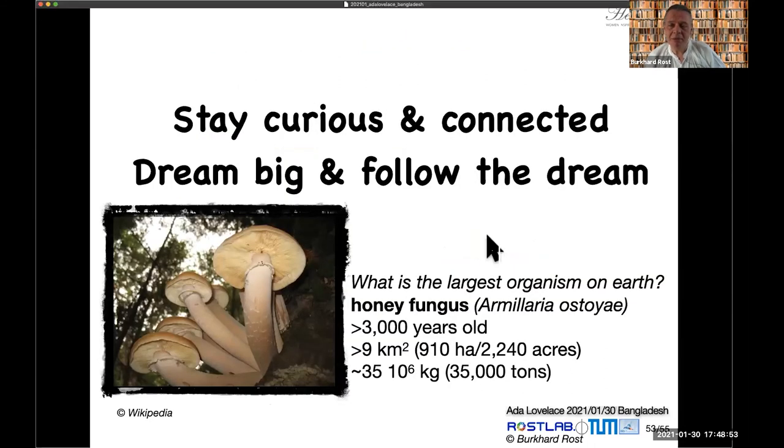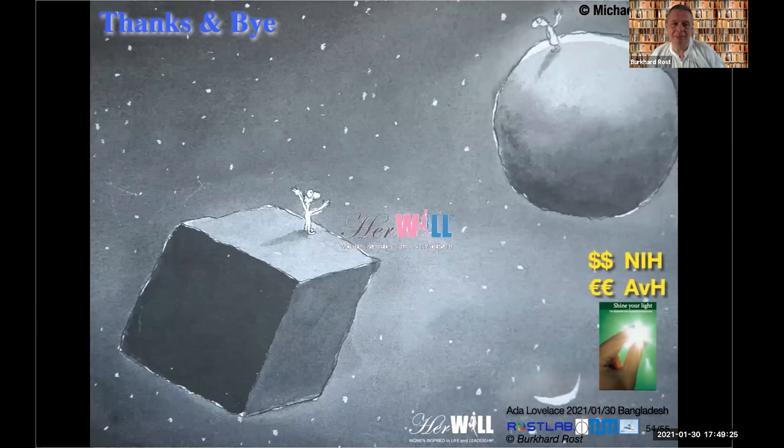So ultimately, I believe the most important thing in life is to stay connected and dream big. Small dreams are not worth following. Dream big and then follow those. I'm giving it with this image that is in fact the largest organism on Earth, the honey fungus, over 3,000 years old, which is over 9 square kilometers. And it's over 35,000 tons heavy, one single organism. And it can do that only because it stays connected.